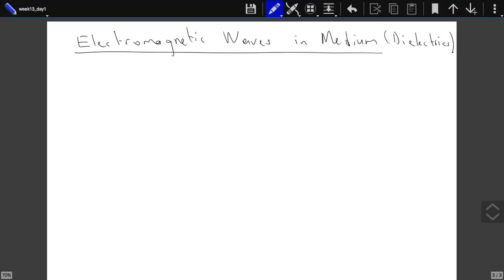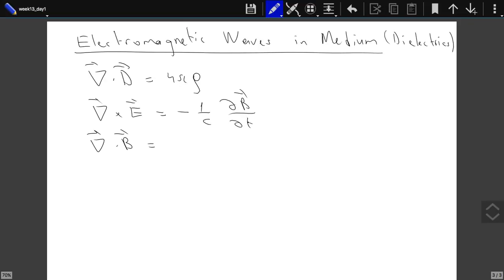So we will see. Let's first rewrite our Maxwell's equations. Divergence of D in medium is equal to 4 pi rho. Divergence of B is always 0. Curl of E is not equal to 0; curl of E is minus 1 over C del B by del T. The curl of H is equal to 4 pi over C J plus 1 over C del D by del T. So these are the equations we have.